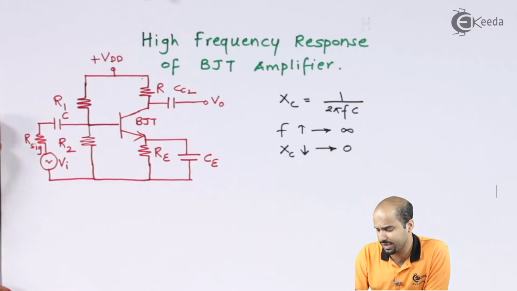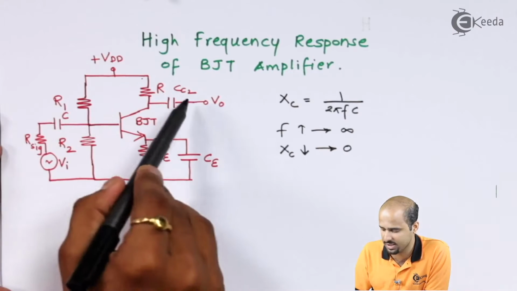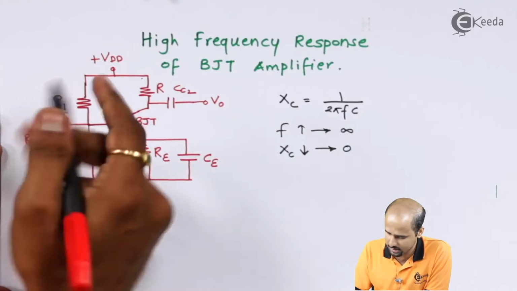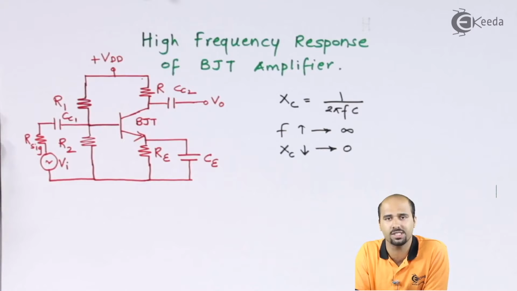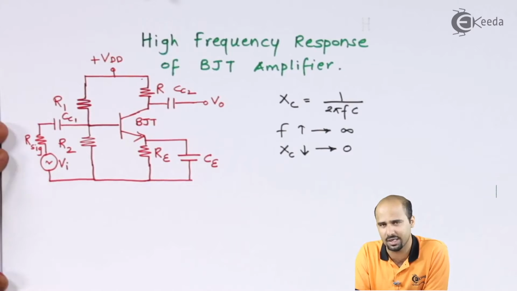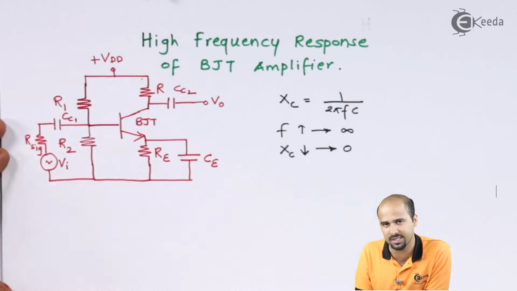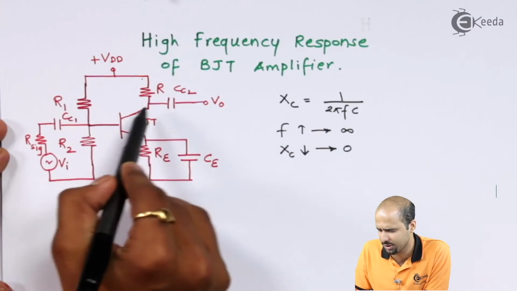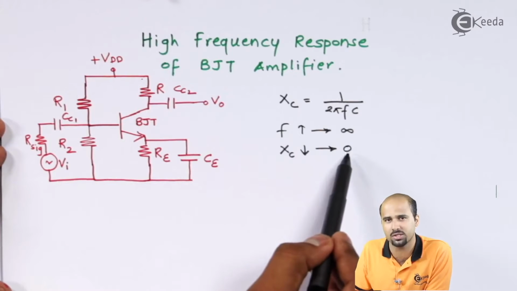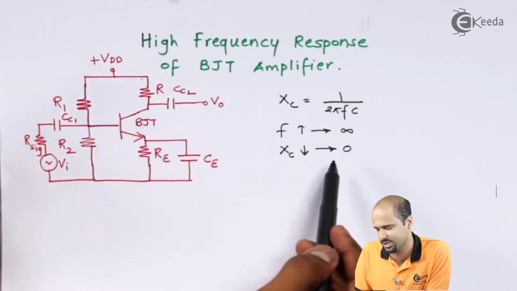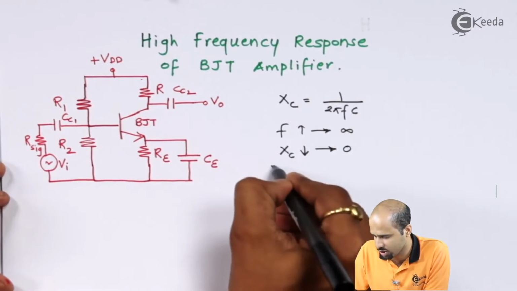The fundamental purpose of CC1, CC2 and CE is that they are used to couple the two stages of the amplifier and to bypass the resistance which is used for negative feedback. As far as these three capacitances are concerned, they get shorted. It will form a short circuit if Xc tends towards zero, so it will have a very low valued resistance, and ideally it will be a short circuit.